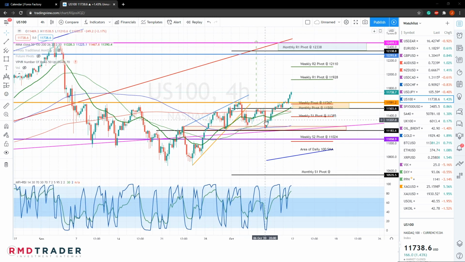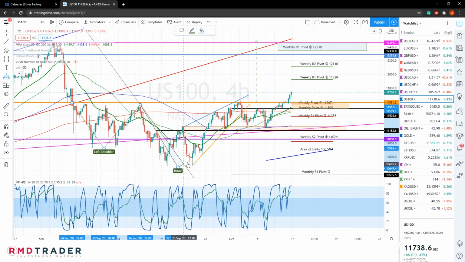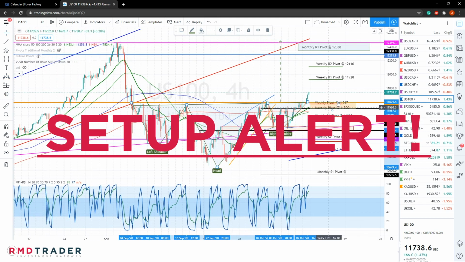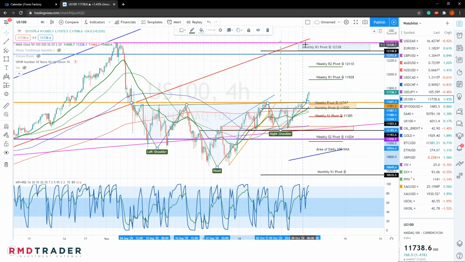And what now seems to have emerged is this large inverted head and shoulders, and I'll quickly draw that for you. So you can see we have this left shoulder over here, with the head, that's the lower move over there, and then our right shoulder at this area over there. And if we do project this higher, we can see that we have a target all the way higher towards the highs from August.